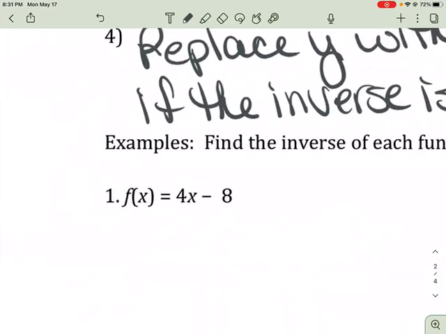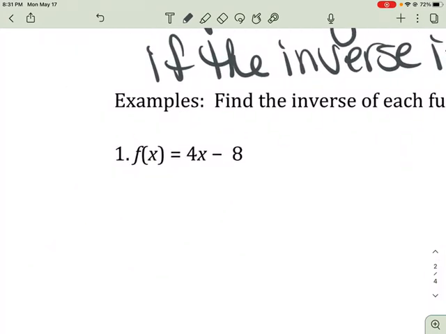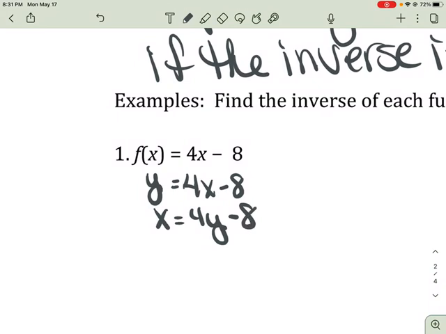All right, so let's try a couple of these. We're going to do our 4-step process. So this is a line. All lines are functions, so that's why it has an f of x. So remember, our first step is to make this y equals. Switch the letters. Solve for y.